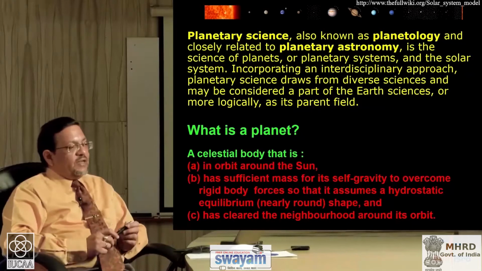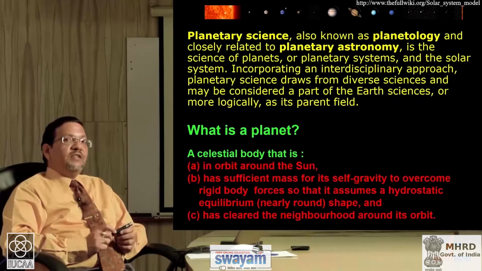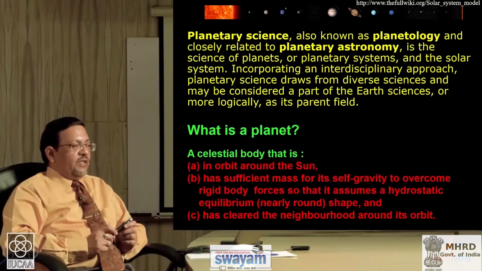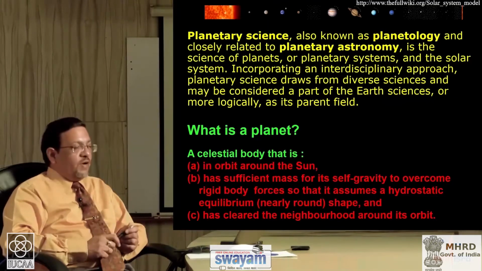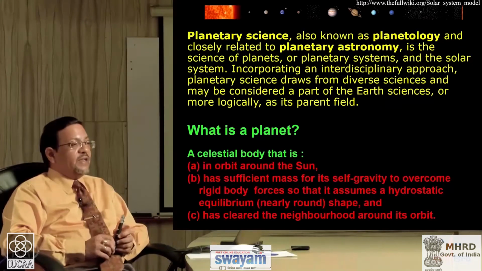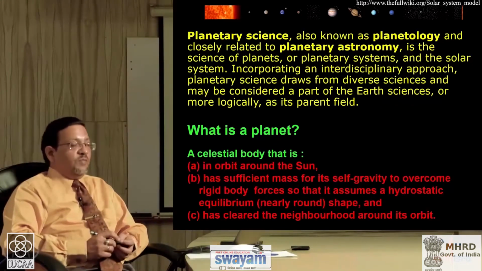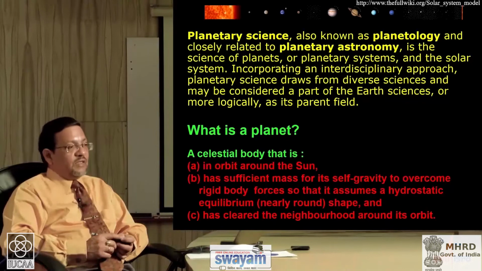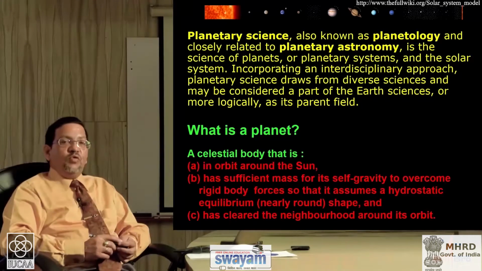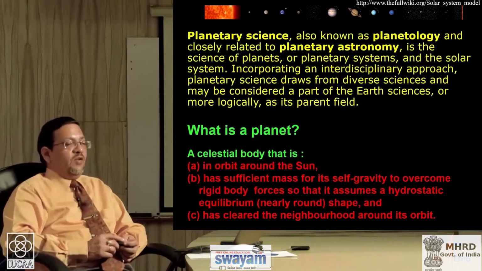And the third one is that a planet should have cleared its neighborhood. This third condition is not fulfilled by Pluto, because Pluto has a satellite which is called Charon, which is roughly half the size of Pluto itself, and that is why Pluto is now considered as a dwarf planet or a minor planet.